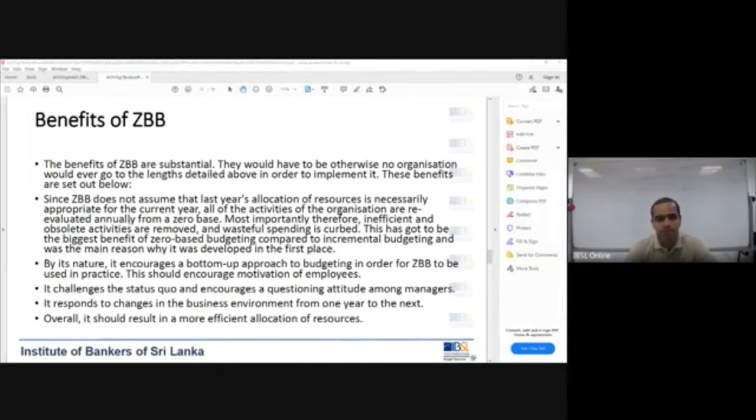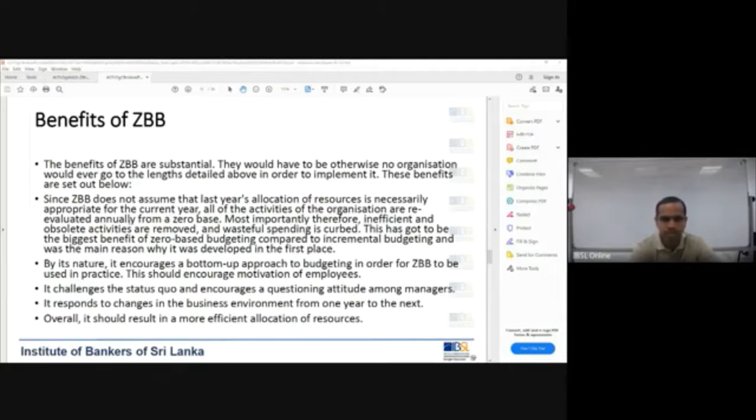Why not do it? Since zero-based budgeting does not assume that last year's allocation of resources is necessarily appropriate for the current year, all of the activities of the organization are re-evaluated annually from a zero base. Most importantly, therefore, inefficient and obsolete activities are removed, and wasteful spending is curbed. This has got to be the biggest benefit of zero-based budgeting compared to incremental budgeting, and was the main reason why it was developed in the first place. So you can eliminate unwanted activities.